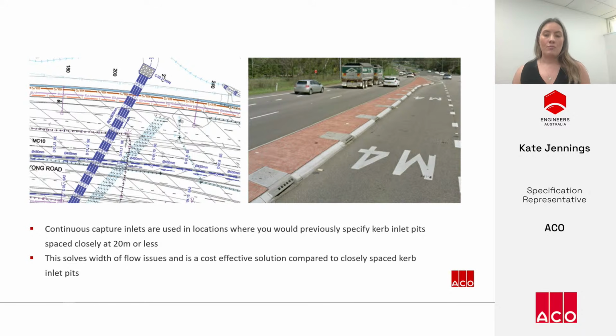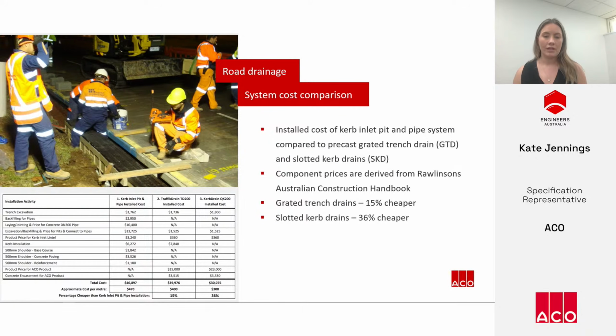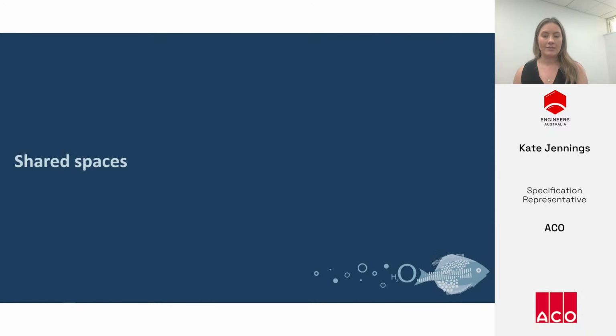This is an example of a road project where the designers opted for closely spaced pit and pipe, where a continuous capture inlet system would have been a more cost-effective solution. And we've carried out some independent install cost analyses of curb inlet pit and pipe systems compared to precast graded trench and slotted curb drain systems. The outcome of this was that graded trench drains are 15% cheaper to install than pit and pipe, and slotted curb drains 36% cheaper. So there are quite significant savings there to be had.